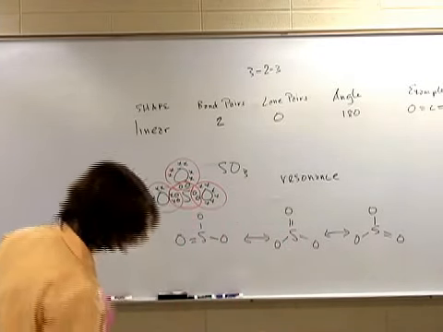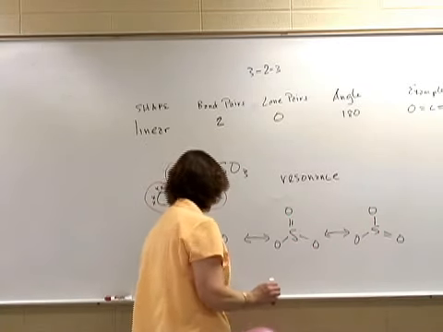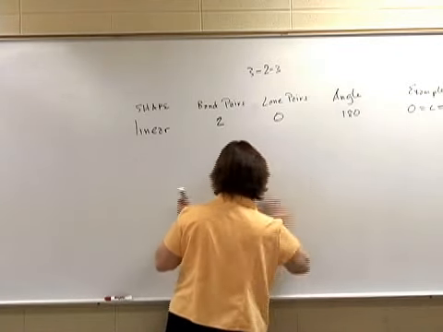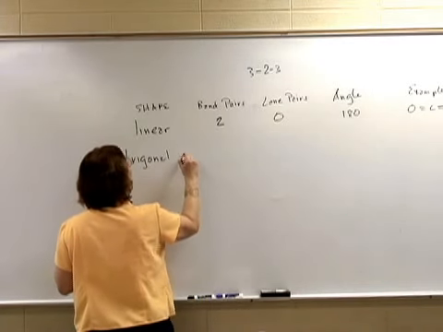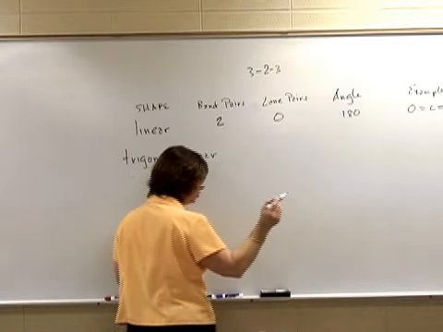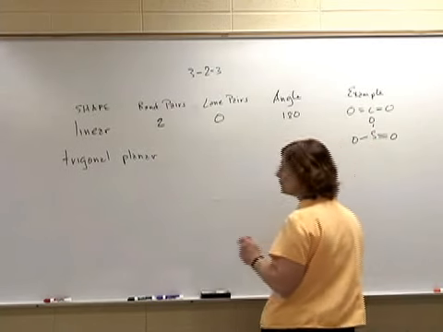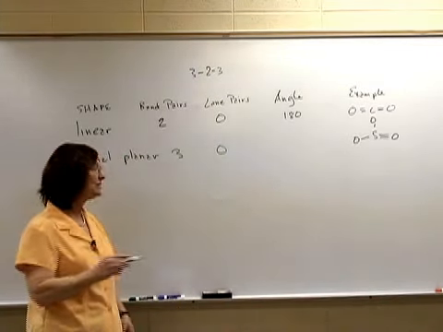And notice that the triangle is on a plane. It's in a single plane. And therefore, we call this trigonal planar. Trigonal planar. And when we look at the diagram, it had 3 bond pairs and no lone pairs. And when we see the structure, this angle here is 120 degrees.